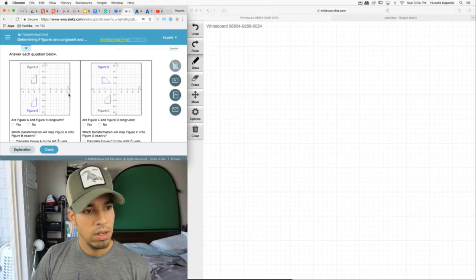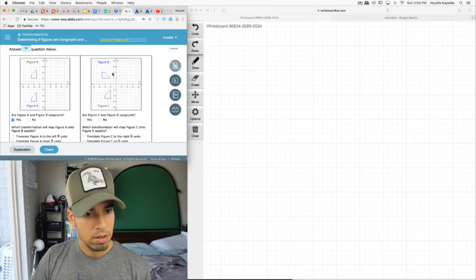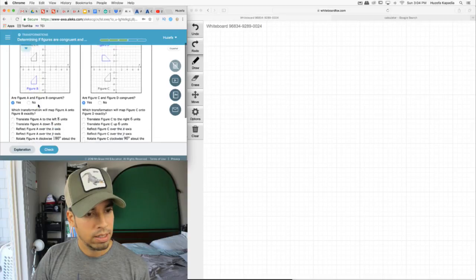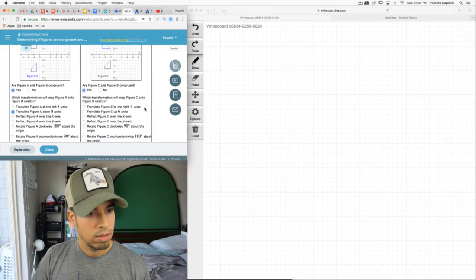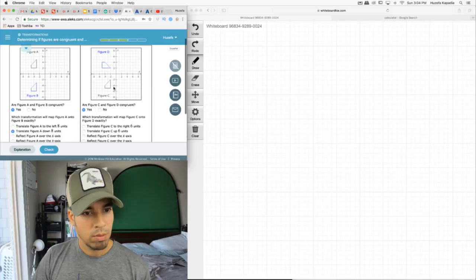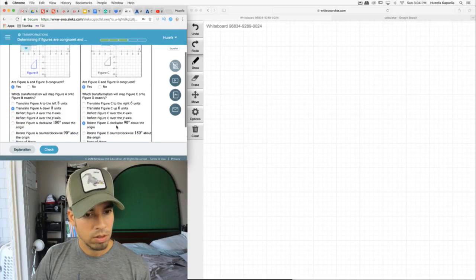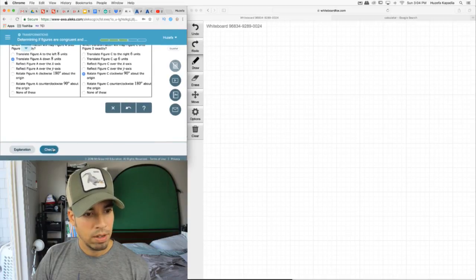Okay, final one. These look congruent to me. These look congruent to me as well. This looks like a translation down by, let's see, 1, 2, 3, 4, 5, 6, 7, 8. This one looks like a rotation, clockwise, 90 degrees. Right? We're rotating it up. That looks good to me.